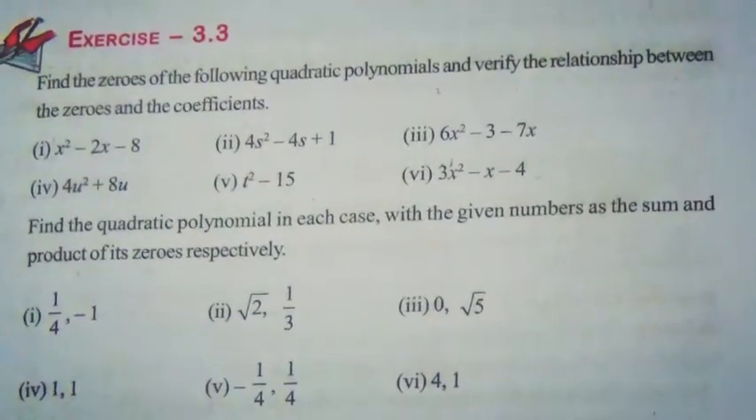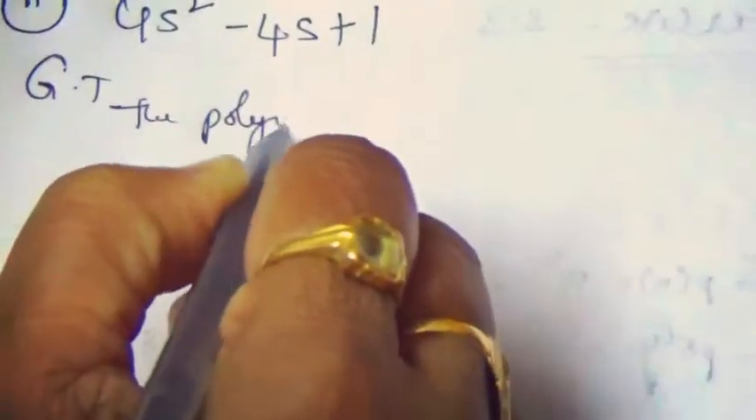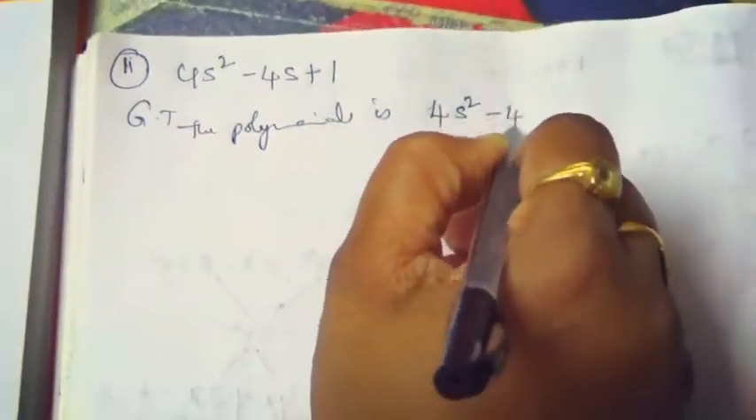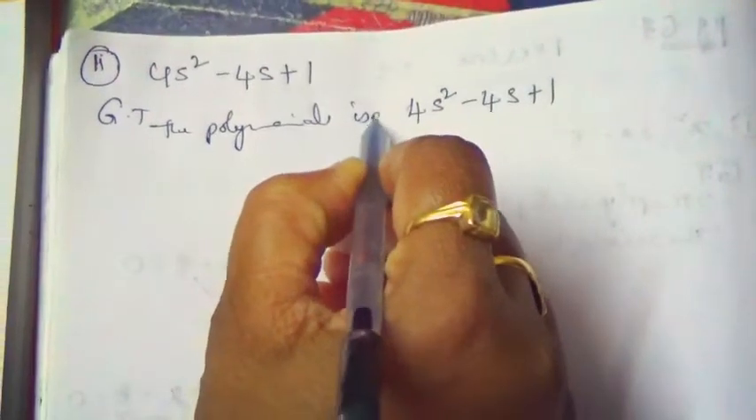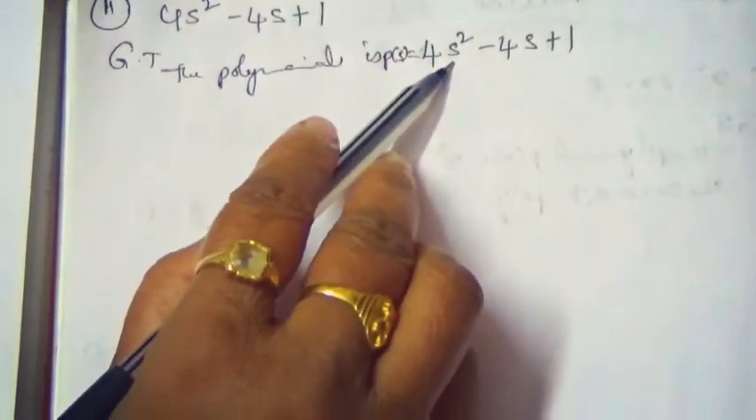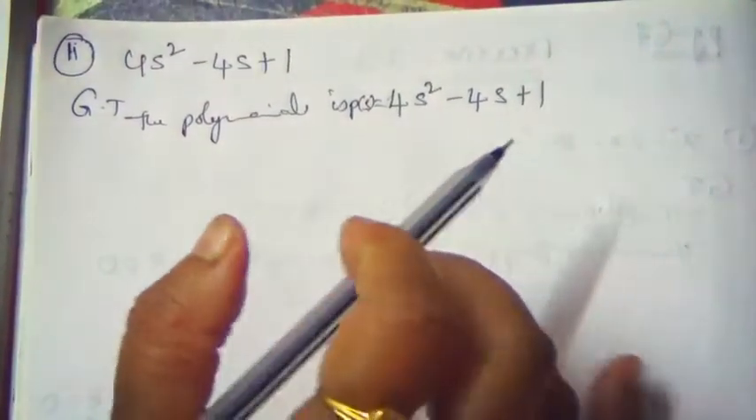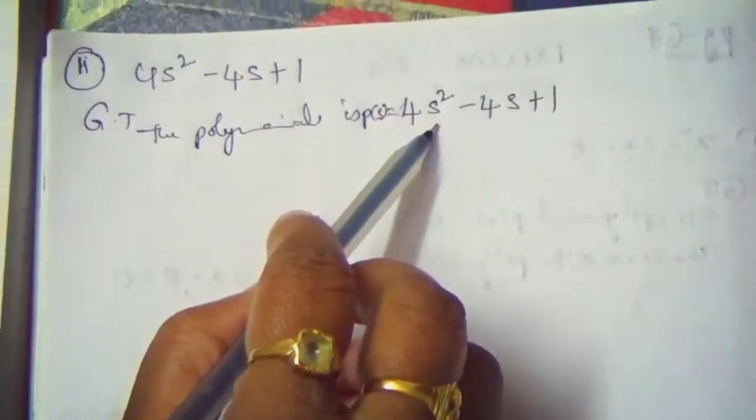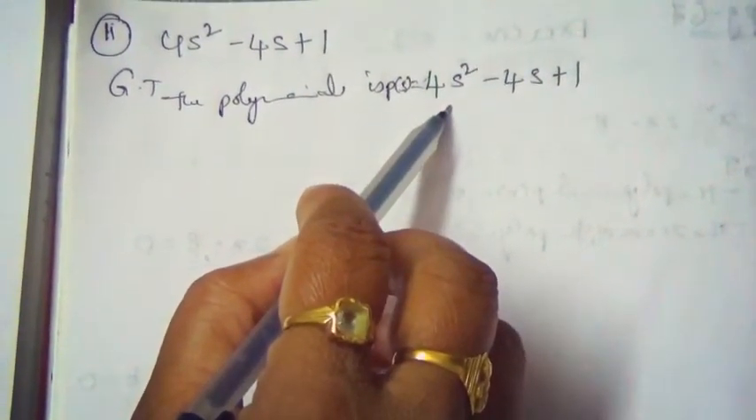The second sum is 4s square minus 4s plus 1. Given that the polynomial is 4s square minus 4s plus 1, here the variable is s, p of s. Till now we wrote the equations with the variable x, but here s is the variable and the highest power of s is 2. So here it is a quadratic equation.